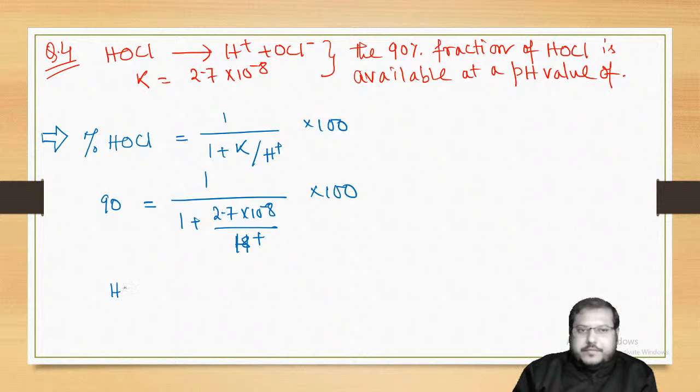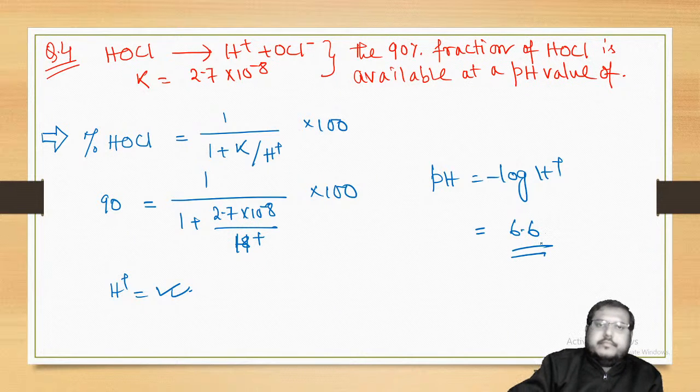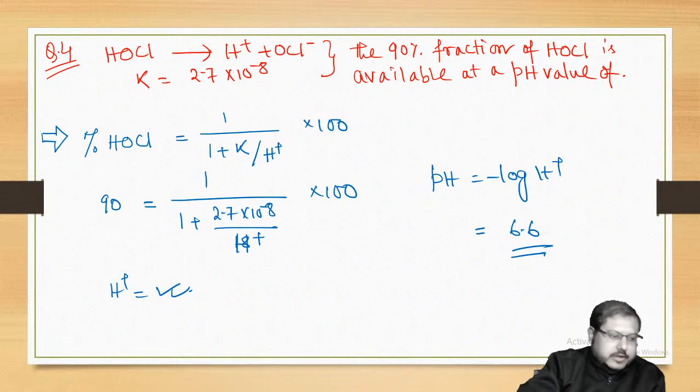So from here you can find out the value of H plus, and then asking the value of pH, which will be minus log of H plus concentration. That H plus value you will put there. Final answer should be 6.6. That is question number 4.